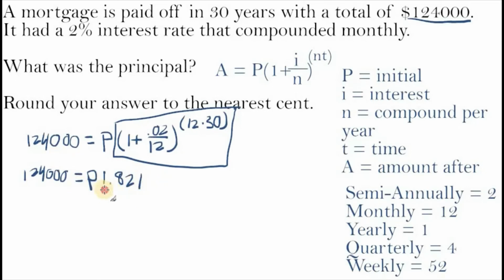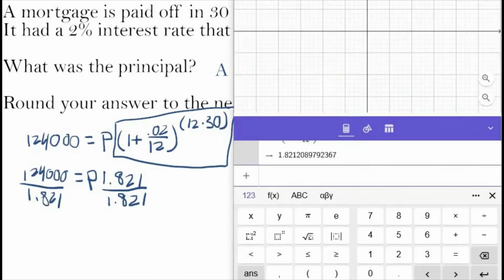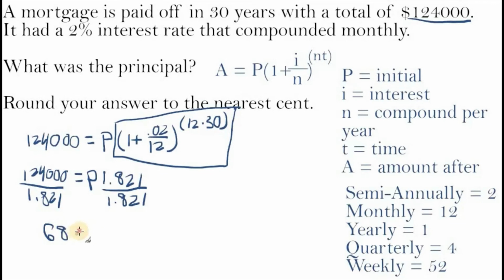Now we need to isolate P, so we're going to divide both sides by 1.821. I'll go back to the calculator. Input 124,000 divided by 1.821. Click enter, and here's what you'll get. They want it rounded to the nearest cent, so we'll go to 2 decimal places: 68094.45.